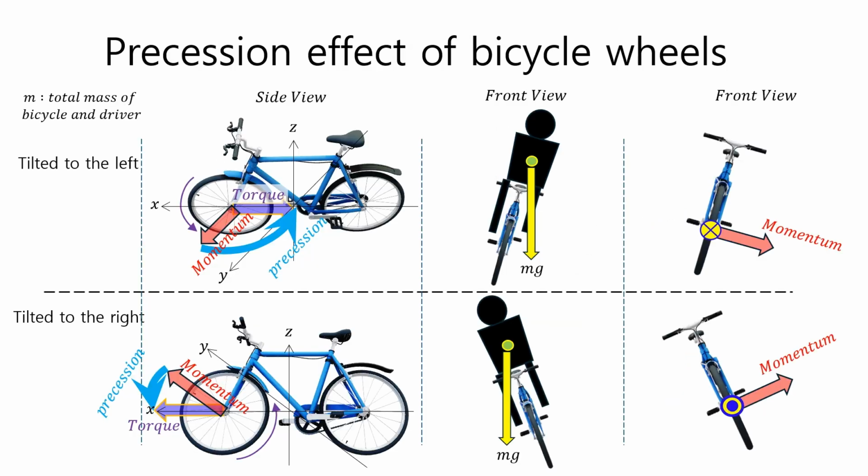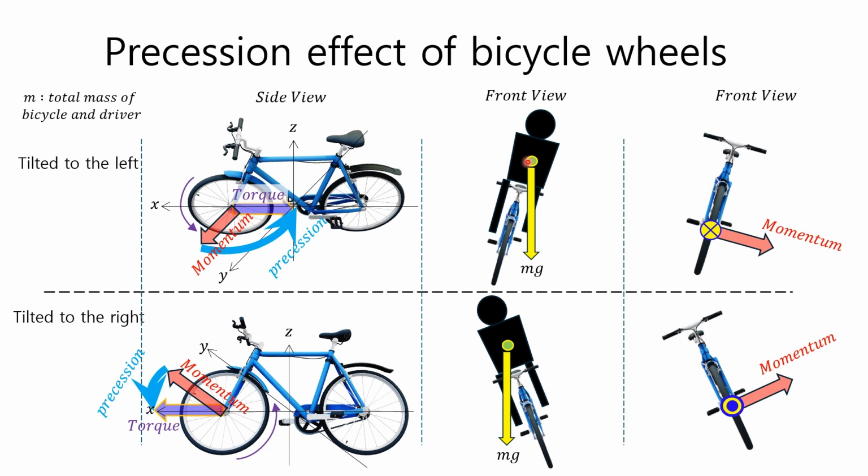As a next example, let's look at the precession effect in the case of riding a bicycle with the handlebars free. Since the bicycle wheel rolls forward, the direction of the angular momentum of the wheel is perpendicular to the wheel when going straight and is horizontal to the left of the driver. What happens if the driver tilts the bicycle to the left in this state?